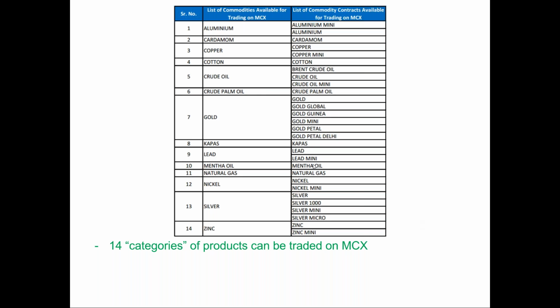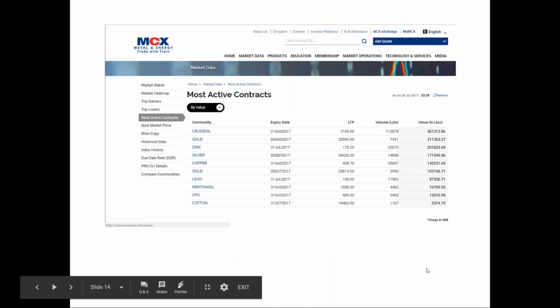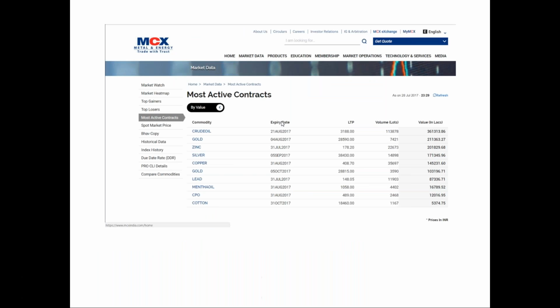Okay, these are the active products, and if I continue here, you can see that if I sort it by the most active contracts by value, crude oil is definitely, like I said earlier, the most active. And we're going to get to crude oil very soon. Then you have, obviously, bullion. You have gold. Then you have zinc. Okay, silver, copper. Then you have gold again. You can see, interestingly, that the second contract of gold, the next contract, is actually more liquid than gold mini.